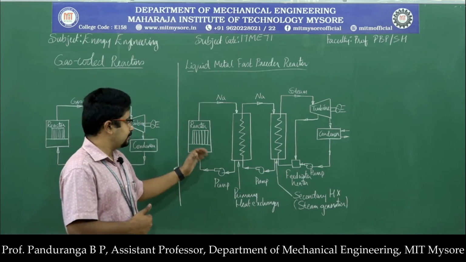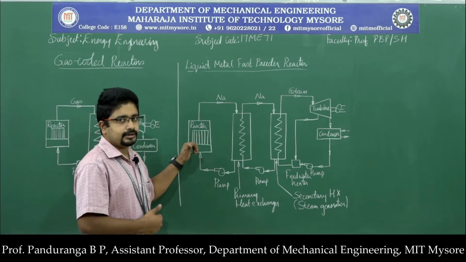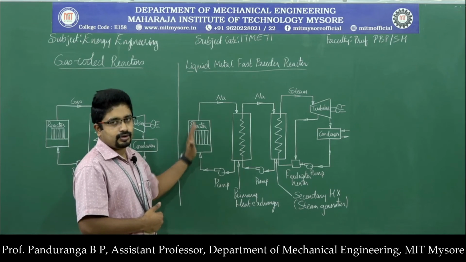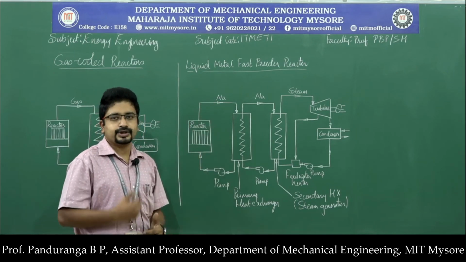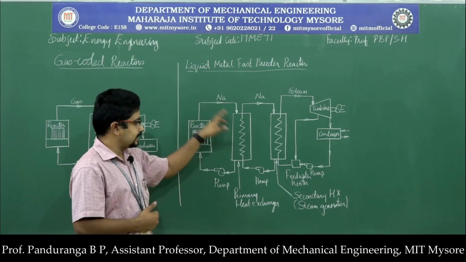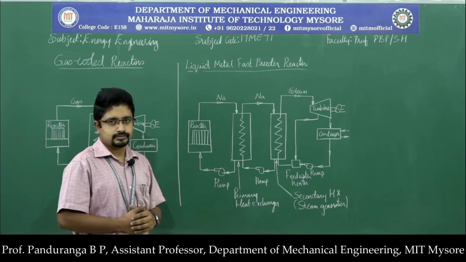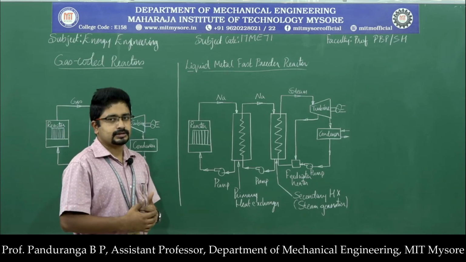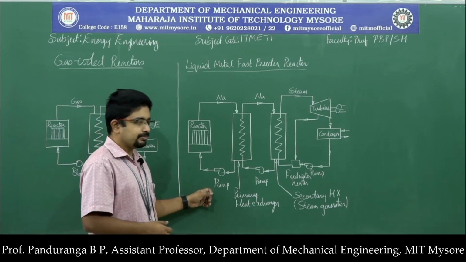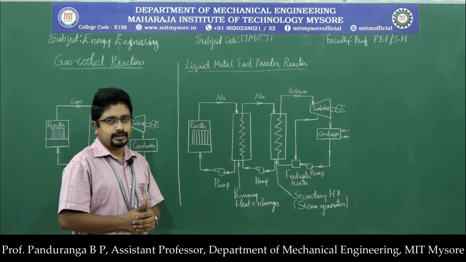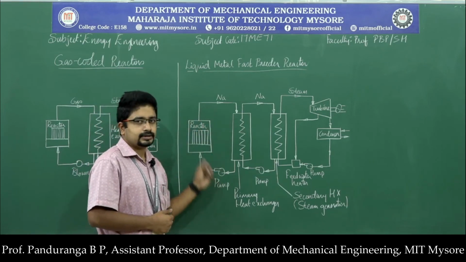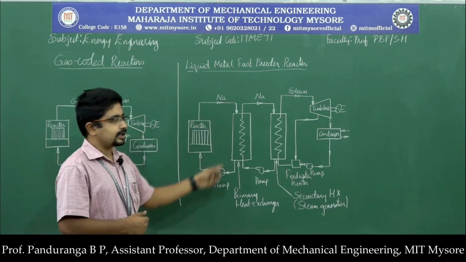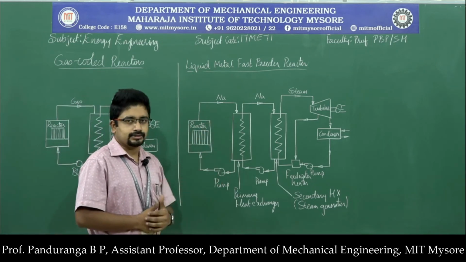In the primary loop, the sodium, which is in liquid state, will flow through the reactor core, absorb heat, and then enter the primary heat exchanger. To keep the circulation going all the time, we have a pump here in the primary loop. So this pump will keep the liquid sodium circulating throughout the circuit.